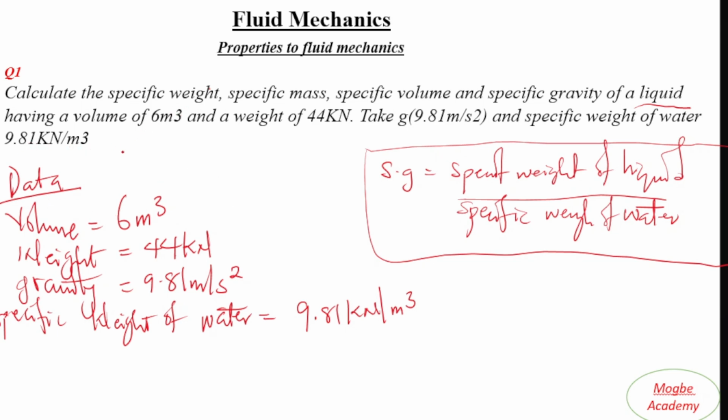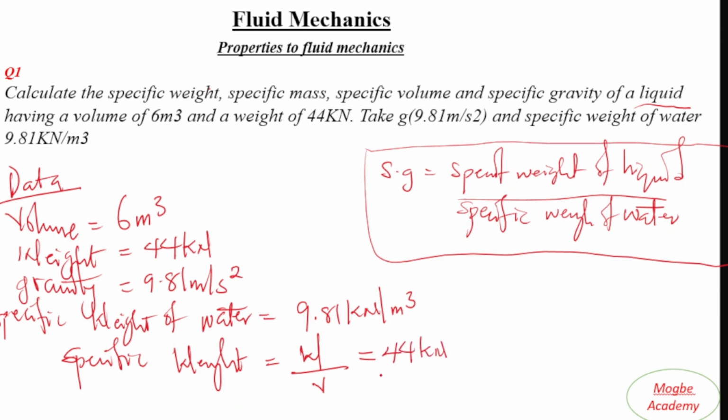Now, what's the first thing we're asked to calculate for? Now we're asked to calculate for your specific weight. So now to calculate for your specific weight is equal to the product of what? Weight with respect to what? Volume. That's what we use to calculate for specific weight. And from what we have here, what's our weight? The weight that was given to us in our question was what? 44 kilo Newton. So we have 44 kilo Newton.